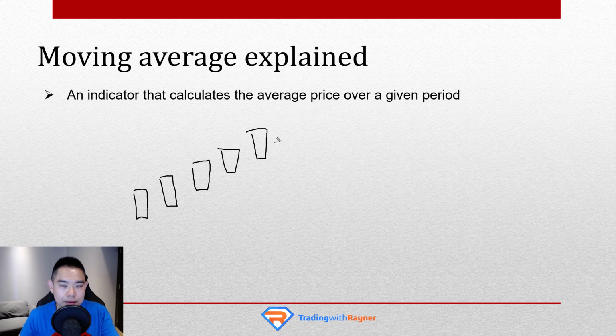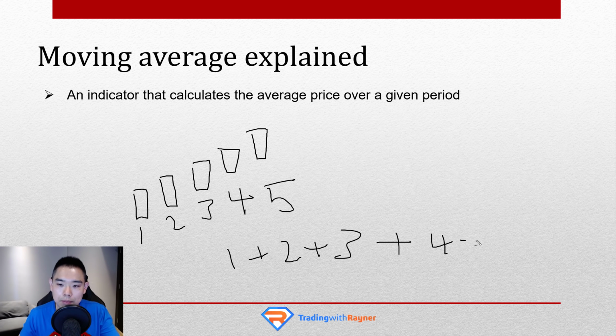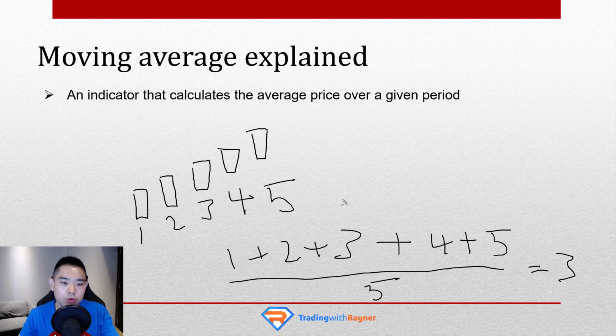And let's say we make things simple. Over the last 5 days, the price closed at, this one closed at $1, this one closed at $2, the market closed at $3, $4, and $5. So let me ask you, what is the average price over the last 5 days? If you know simple basic math, you just take 1 plus 2 plus 3 plus 4 plus 5. You divide by 5 to get the average, and the answer is 3. So the 5-day moving average in this case is at $3.